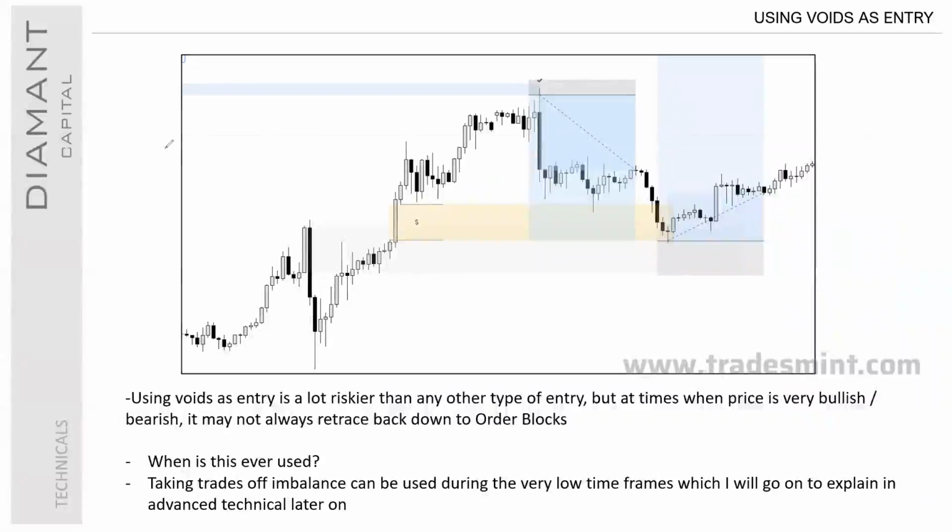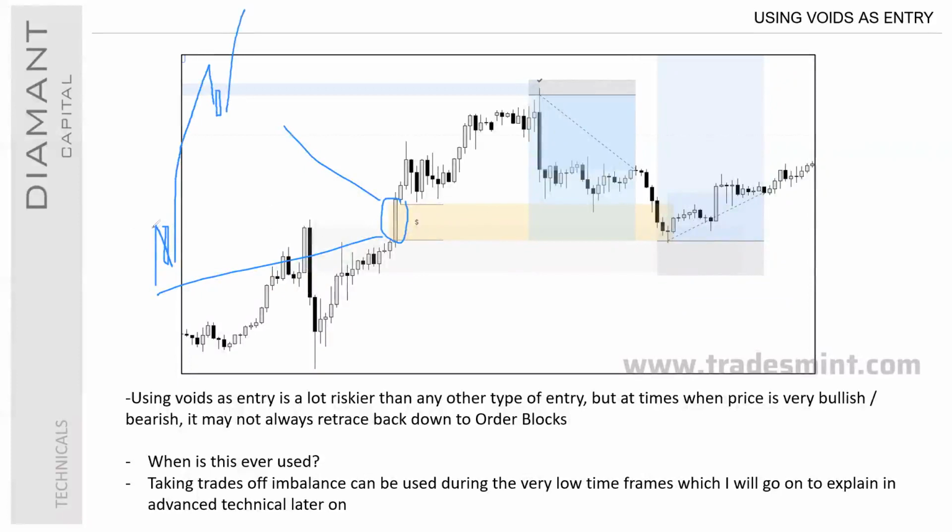So this example right here. Now, using voids as an entry, can you do this? Yes, you can. I'm just going to explain what I've written down here and then explain further. Using voids as an entry is a lot riskier than any other type of entry because, as we looked at, you've got different types of order blocks, but with liquidity voids, if you enlarge this, you might have up, down, so this will come in a form of order block, up again, maybe an order block down, and then up again.